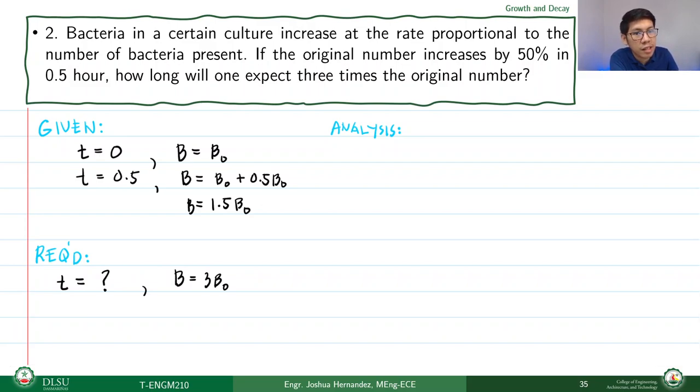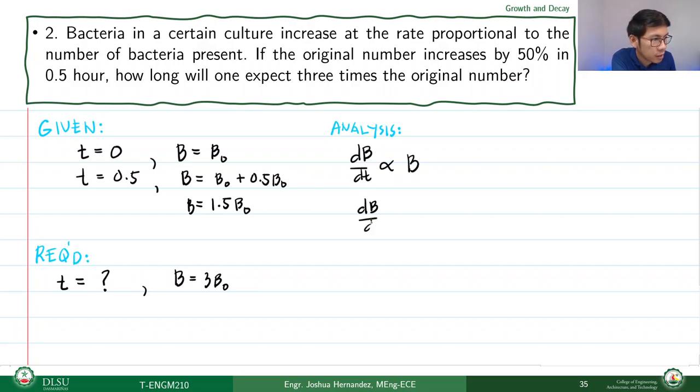So, sabi ng first sentence, bacteria in a certain culture increases at the rate proportional to the number of bacteria present. So, yung rate daw, let's call it B, dB over dt, is proportional to the current bacteria or the bacteria present. So, kagaya kanina, this is again another exponential model. So, alam na natin that pag ganyan, mag-introduce tayo ng proportionality constant. Let's call it K, and then B.